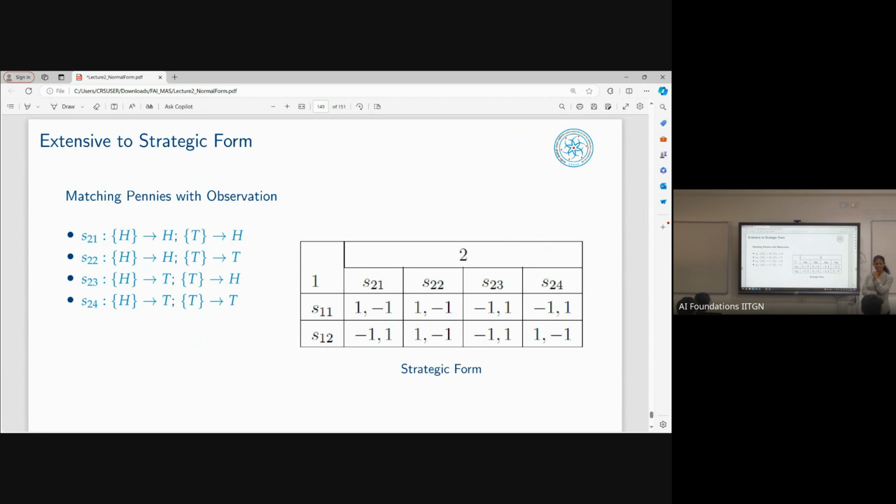There are only two players. I'm just saying that player two now has three different actions, H, T, and B. So how many strategies can the player have? Eight? Six? Or nine? 2 to the power 3.